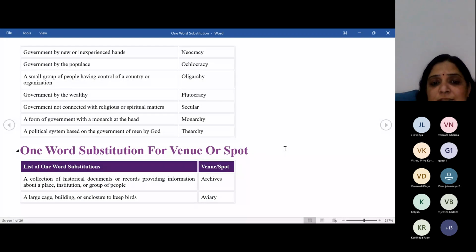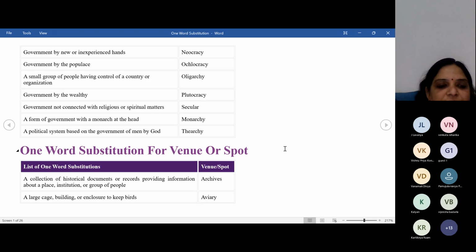Okay, so a list of words for venues or spots. A collection of historical documents or records providing information about a place, institution, or group of people. You must have heard about it, the archives, right? When you have everything, documents, old documents, and nowadays even videos, footage, photographs, everything stored somewhere.